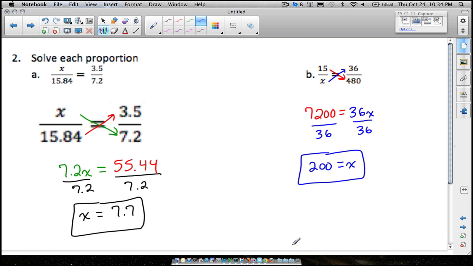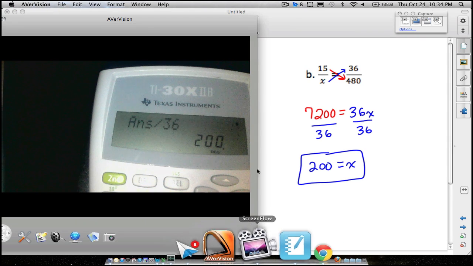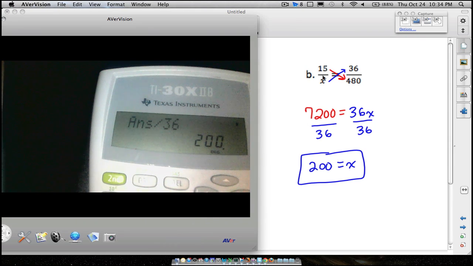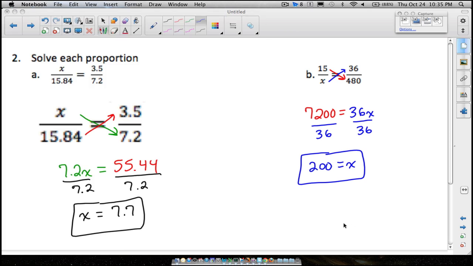But since I'm recording the video, let's go ahead and check this and make sure that it works. 15 divided by x. In this case, x is equal to 200. Let's see what that is. 15 divided by 200, that gives us 0.075. That's 75 thousandths. Let's see if we get the same thing over here. 36 divided by 480. Check that out. 75 thousandths. So we did solve it correctly here.